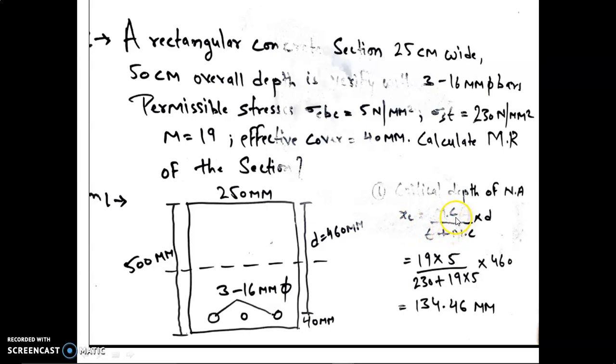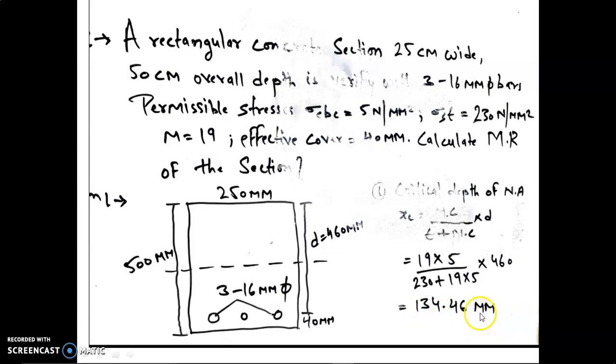XC is equal to m dot C divided by T plus m dot C, into D. Here C is the sigma CBC and T is the sigma ST. M is the modular ratio and D is the effective depth. So we have all values. We put all values in this equation and we get 134.46 mm as the critical depth of neutral axis.